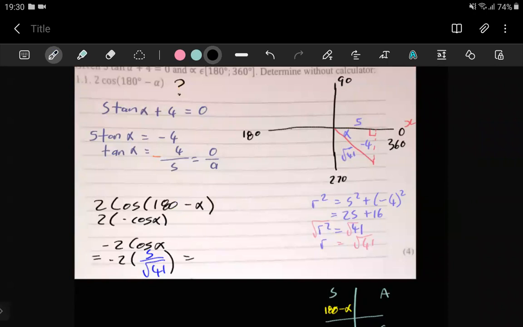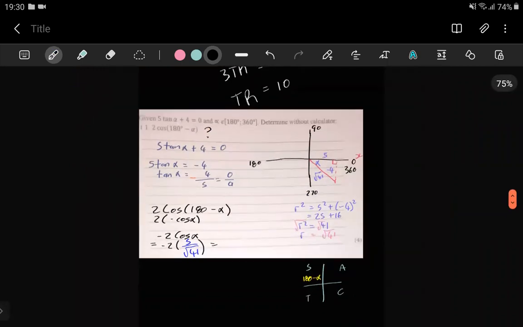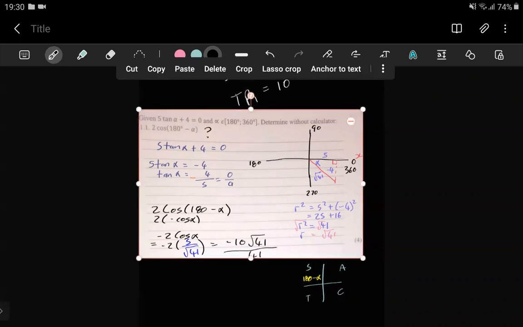Like -2 bracket, and then you have 5 over square root of 41, everything close bracket. You can just write it the way it is in the calculator: 10 over square root of 41. There you go. That's that for that question.